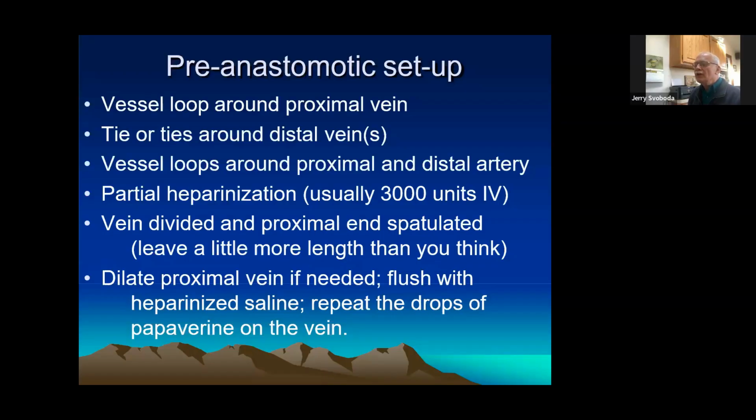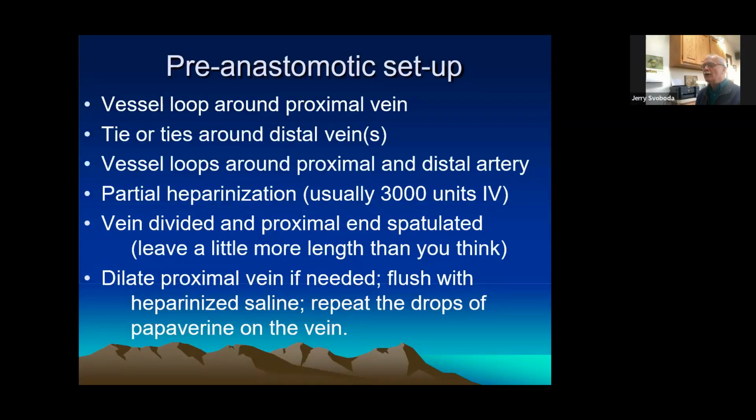For a wrist fistula, intravenously, 3,000 units of heparin is given. We usually use 5,000 units of heparin for an antecubital or brachial level AV fistula. The vein is divided, leaving a little more length than you think you need, and the proximal end is spatulated. What does that mean? We'll see it in a picture in a minute. Repeated use of papaverine on the vein is helpful, and dilating the proximal vein with dilators is also helpful.